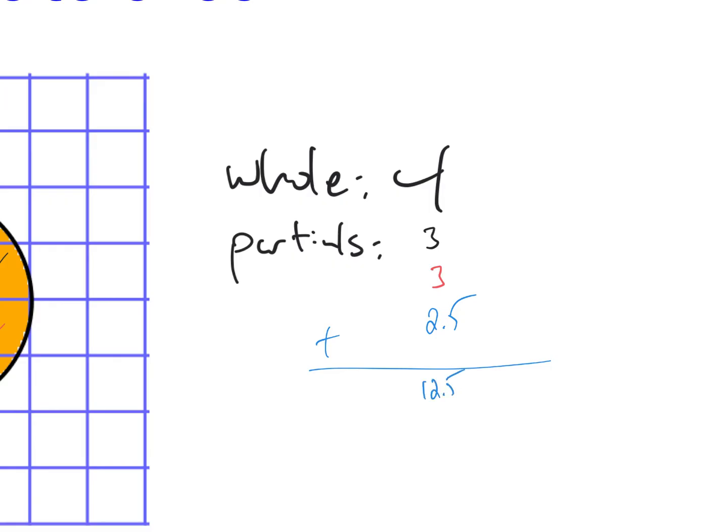And it gave us units. It said that one of these grid squares was 1 centimeter squared. So it's 12.5 centimeters squared. And there we go. That would be a pretty safe estimate for the area of that circle.